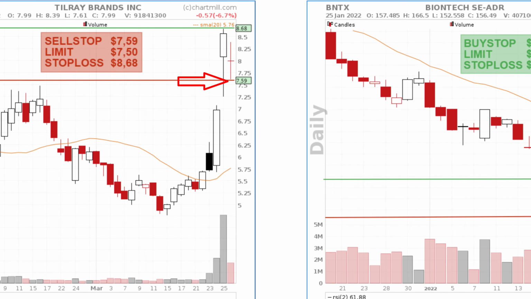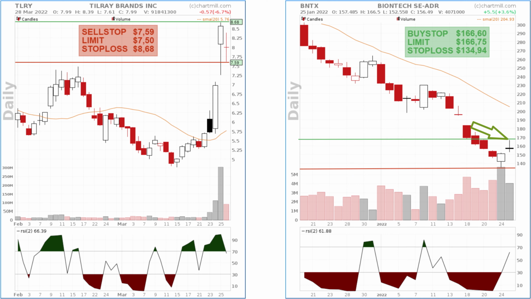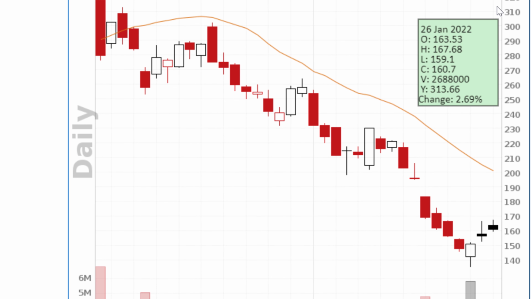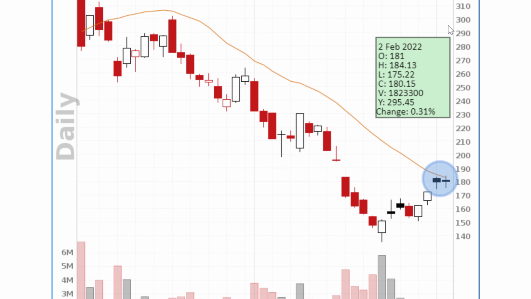And in the case of BNTX, a buy stop limit order is used where the price first has to rise above the high of the last candle before the order becomes active and can be executed. For BNTX, the order is triggered the very next trading day and barely 6 days later the price hits the SMA 20, which is the first target.